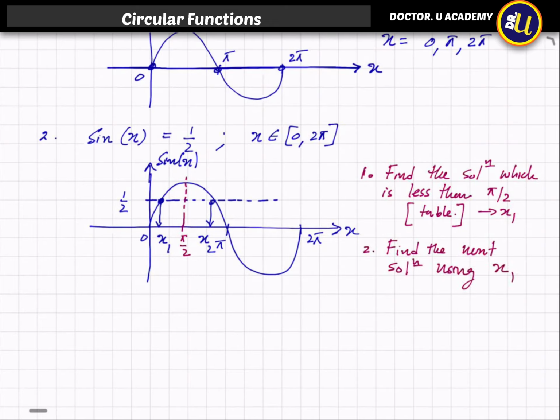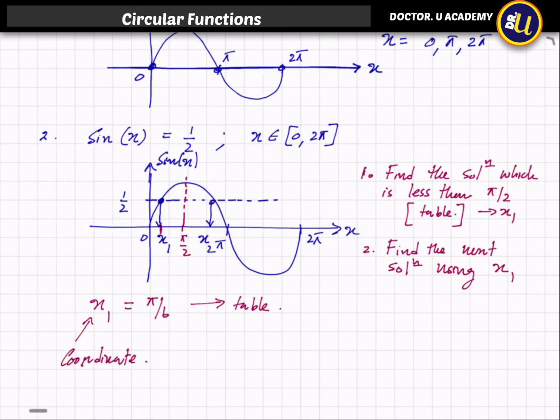So now we will understand this. Now this x1 is less than pi divided by 2. So you know, when x1 is equal to 30, pi divided by 6, sine 30 is half. So this is from the table. This is straightforward from the table. Now we have to understand what this x1 is. x1 means this coordinate over here, right? x1 is the coordinate.